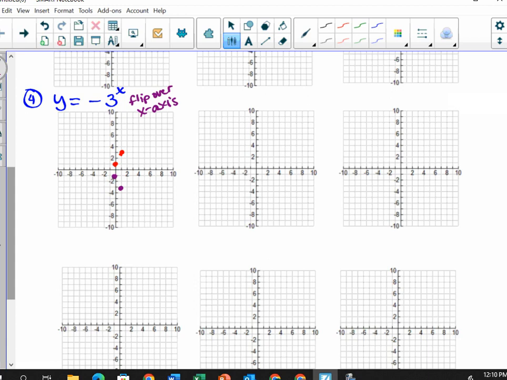What about your asymptote? Yeah, still at 0, right? It only changes when there's a vertical shift. There was not a vertical shift, so it is still at 0. And then your shape, it's just the reflection of what it looked like before.